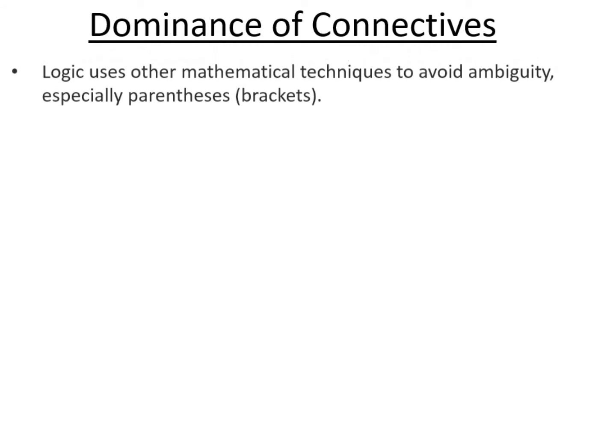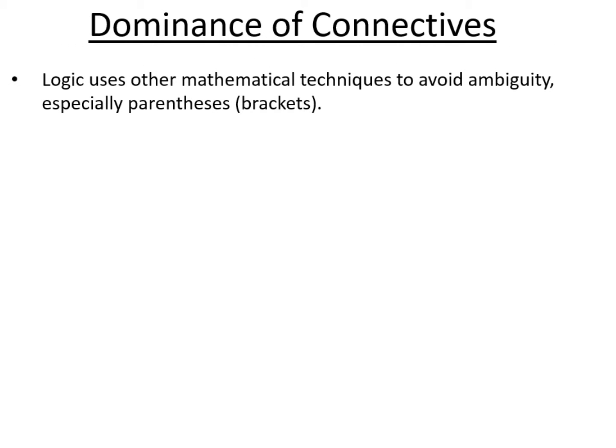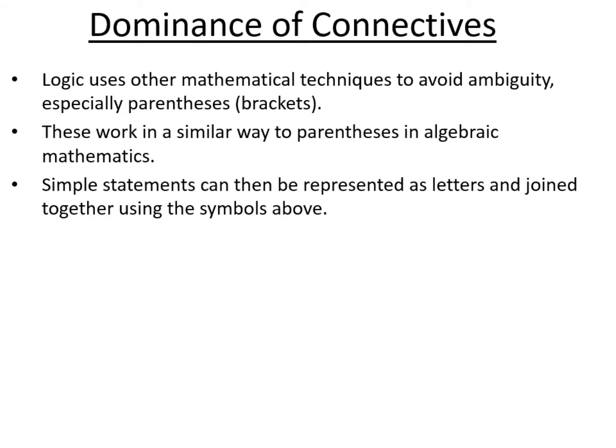Well, we do so by using the principle of the dominance of connectives. And that means that we can use mathematical techniques to avoid ambiguity, especially parentheses or brackets as they are sometimes known. So these work in a similar but not identical way to parentheses in algebraic mathematics. Simple statements represented as letters can be joined together using the symbols we saw, but we then might need to use a bracket to show us what we want to do first.